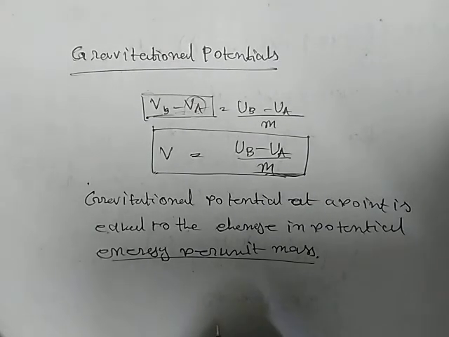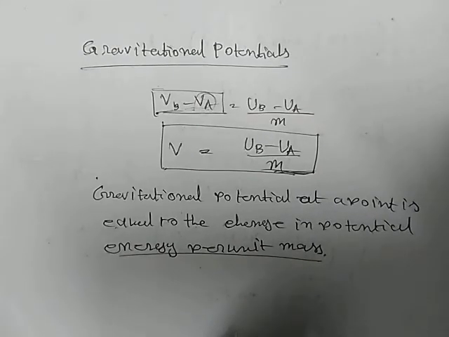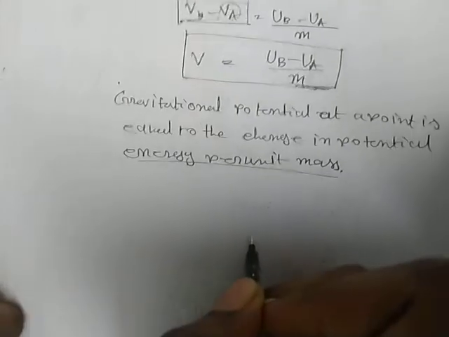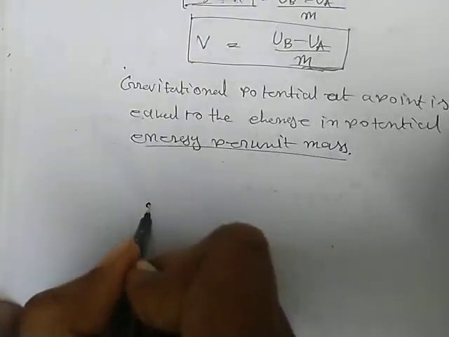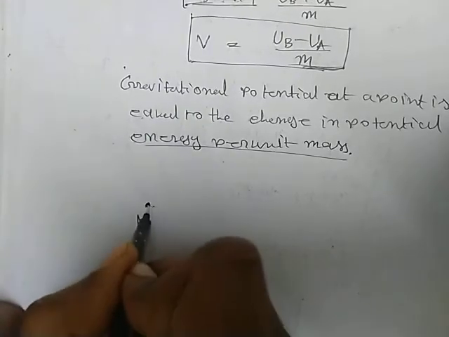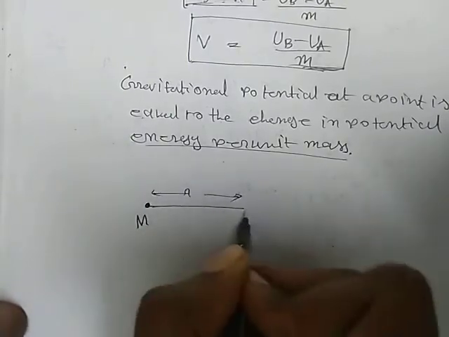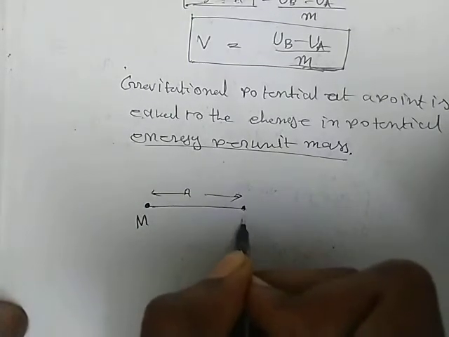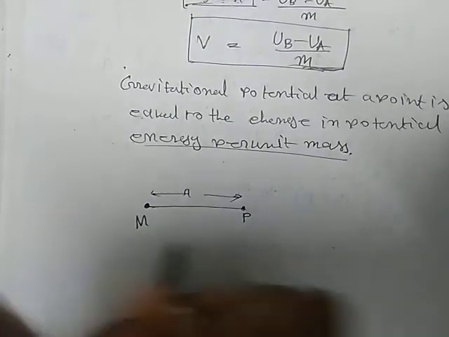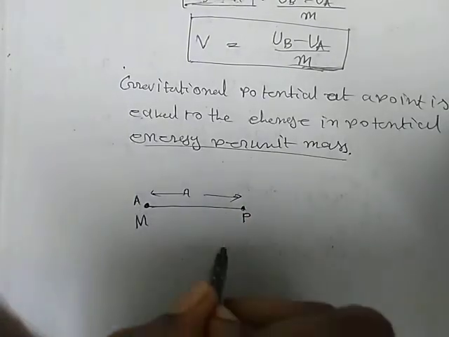Now we are going to solve an example. We are going to consider an example, that is the potential due to a point mass. So we consider the point mass m, and at a distance r we are going to consider the potential at the point P. And we consider this point as the point A.